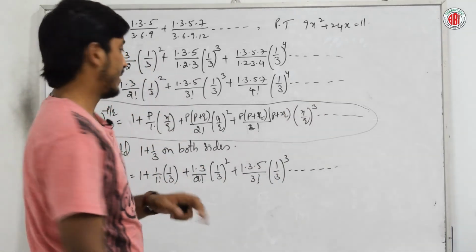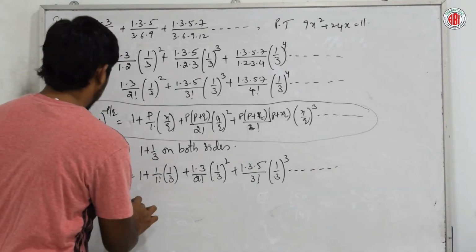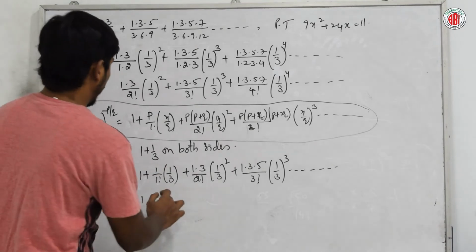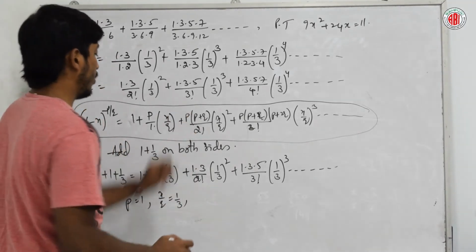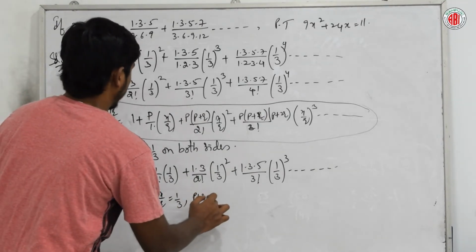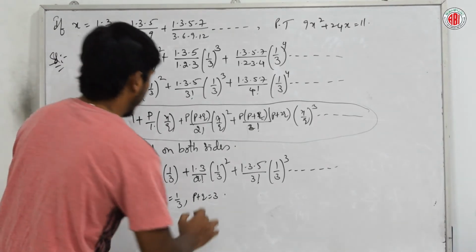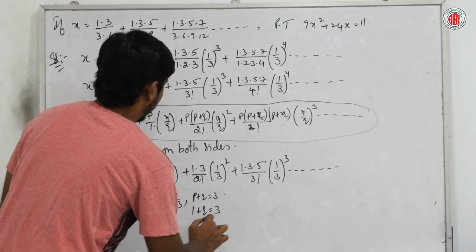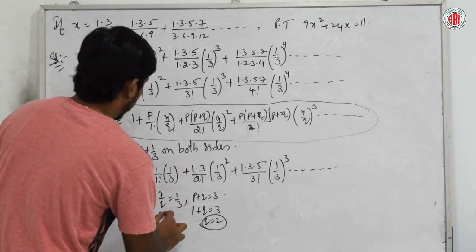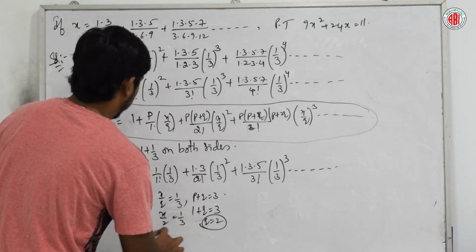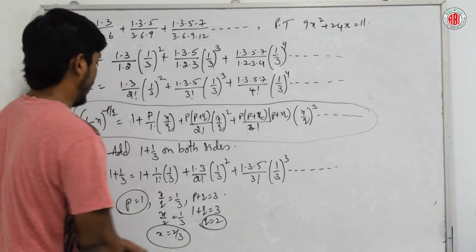Right? Now just compare. Here what is p? P is 1. What is x by q? X by q is 1 by 3. What is p plus q? 3. Okay. Now just substitute p equal to 1 here. 1 plus q equal to 3, q equal to 2. Let us substitute q here. X by 2 is equal to 1 by 3, x is equal to 2 by 3. I got the values of p, x and q.